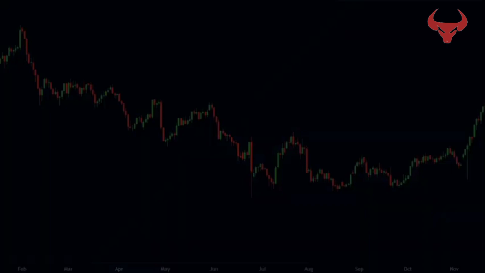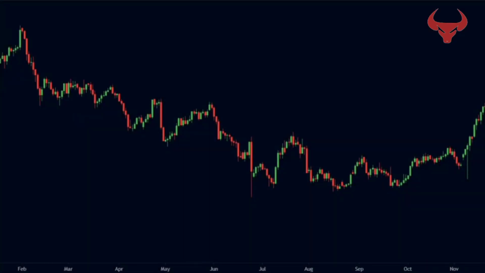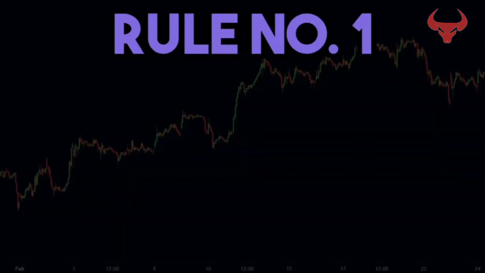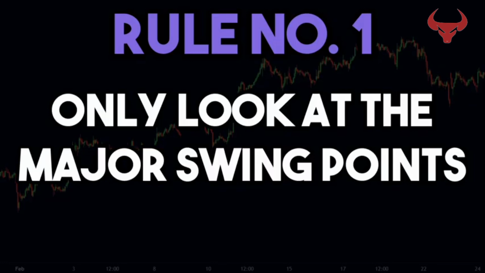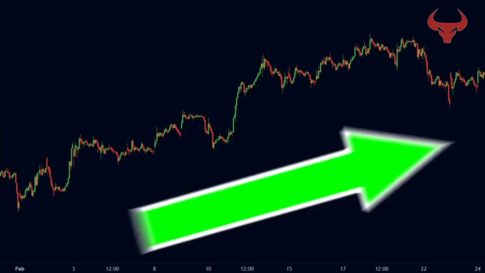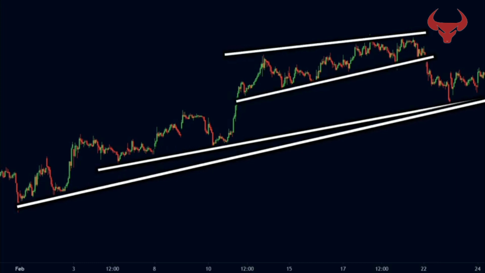But the big question here is, how do you draw a trend line? Drawing a trend line is easy, but when you are starting out, it can be overwhelming. Hence, I have created 3 rules for drawing trend lines. Rule number 1: only look at the major swing points. Look at this chart. Here we can see that the price is in an uptrend. Now, here are the potential trend lines that could be drawn.